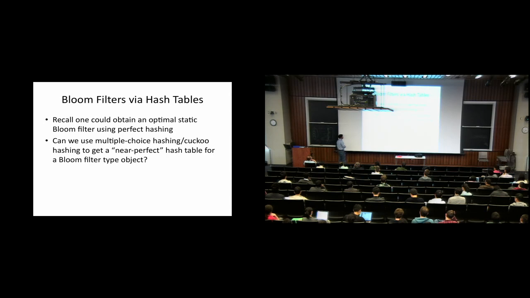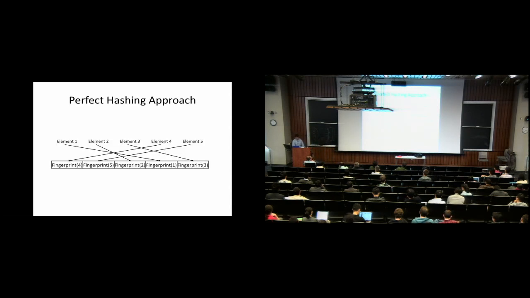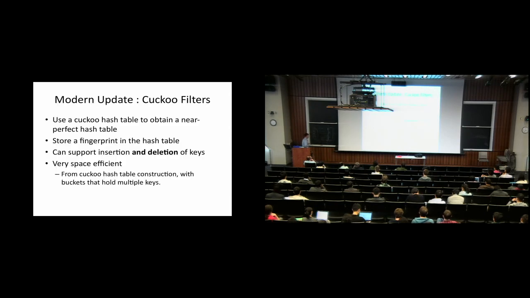So maybe instead of having a perfect hash table, what if I use some sort of near perfect hash table and try and build a Bloom filter that way? What could I possibly do in that setting? Right, so again, remember this was the perfect hashing approach. So the update to this idea is, what's a good possibility for a near perfect hash table that I might use? Well, a Cuckoo hash table seems to fit the bill, so we can talk about what we'll call a Cuckoo filter. So instead of having a perfect hash table, we'll have a Cuckoo hash table.